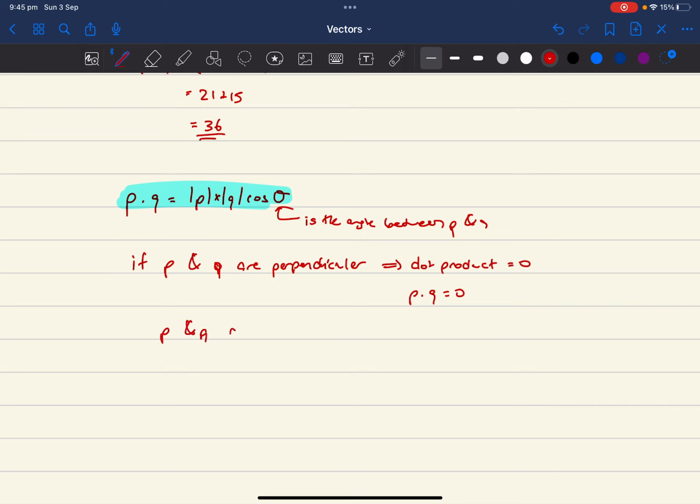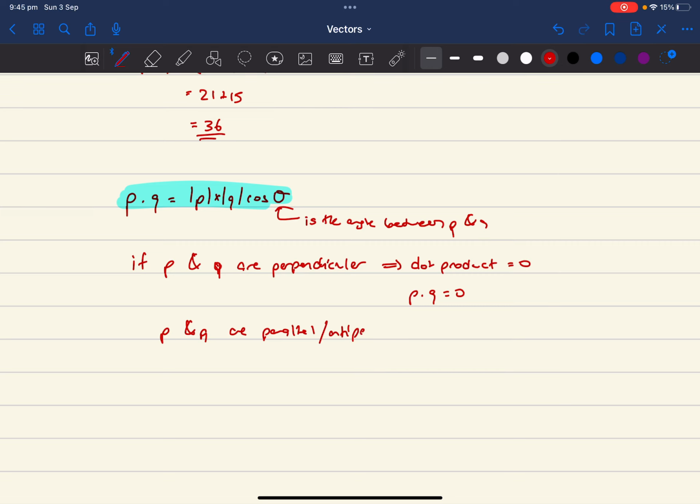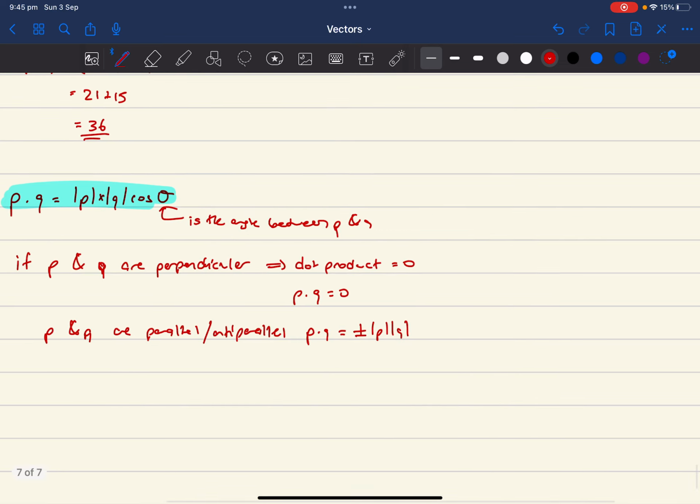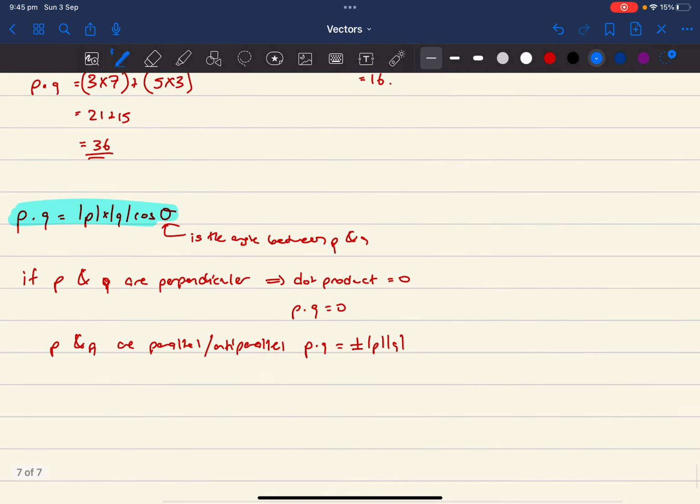If P and Q are parallel or anti-parallel, so remember parallel is like this, anti-parallel is like this, right? If they're parallel or anti-parallel, then P dot Q equals plus or minus the length of P times the length of Q. If I wanted to quickly show you why this is, I'll first draw the cos graph. We know it looks something like this.